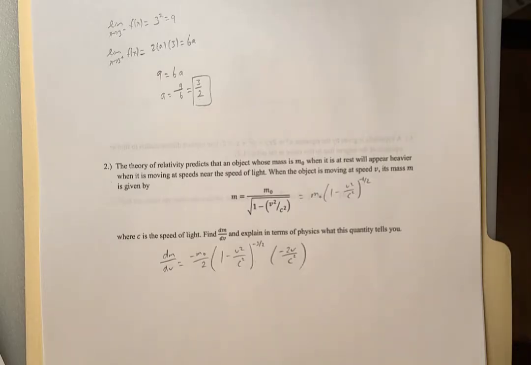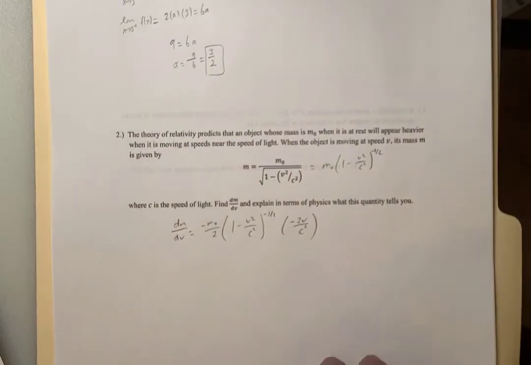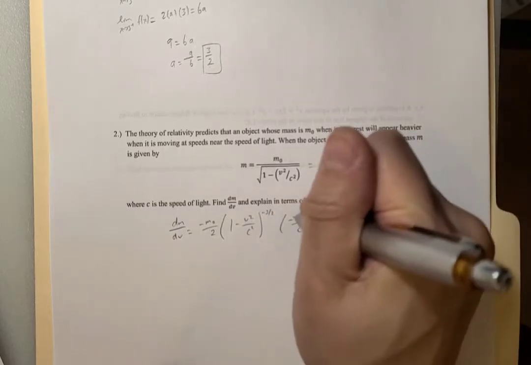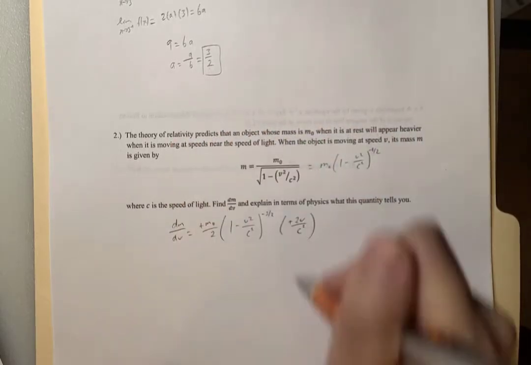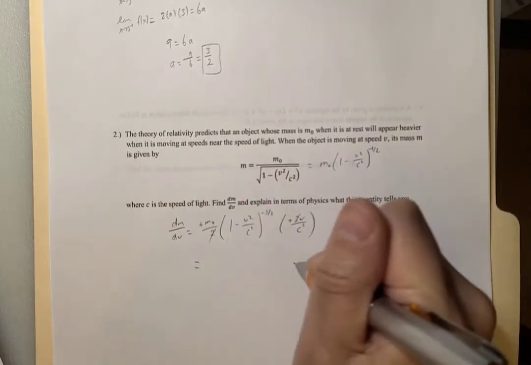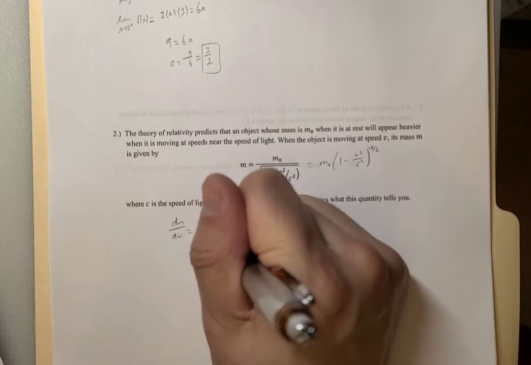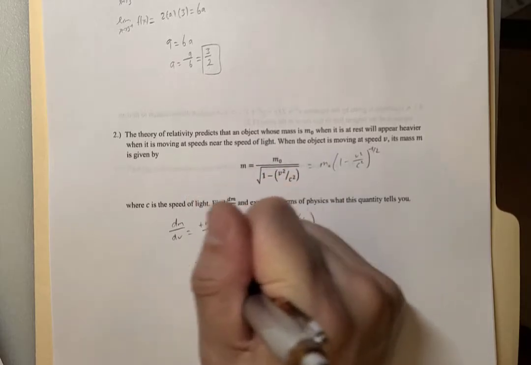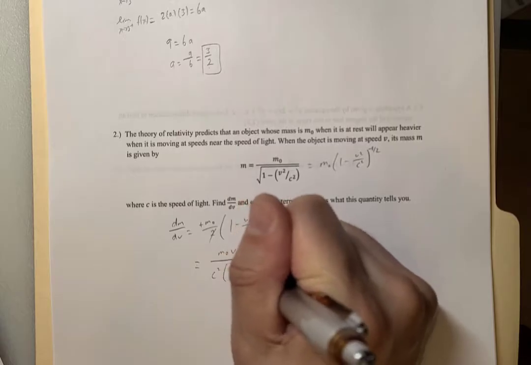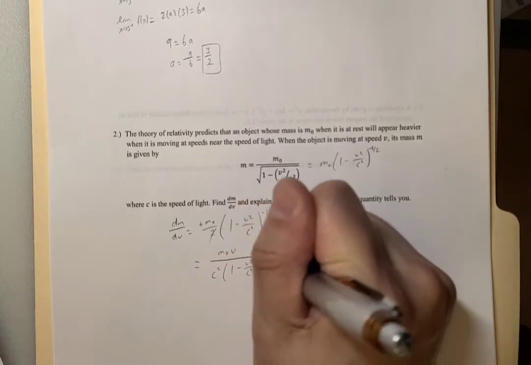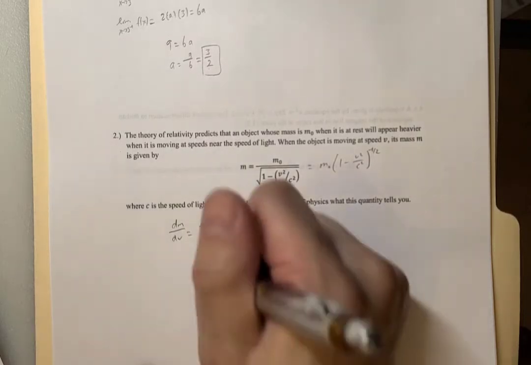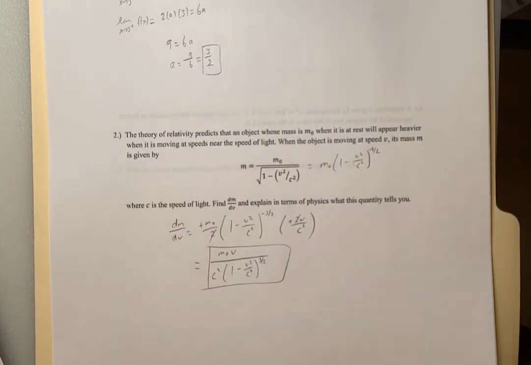Okay, so we get this when we differentiate. I feel like this is good enough, but we can clean it up a little bit. Two negatives make a positive, and this 2 can cancel with this 2. So we can rewrite it as m0 times v over c squared times 1 minus v squared over c squared to the negative 3 half power. Okay, so this is the derivative.